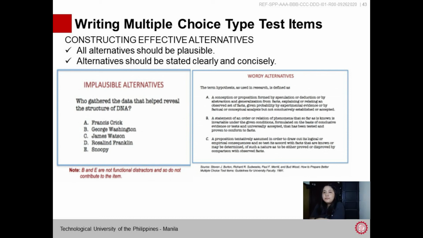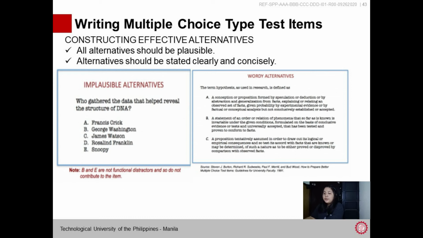Kasi bakit? Kasi yung distractors or yung alternatives, ito yung magbibigay sa student ng ability to understand or analyze the questions, o paano sila makakapag-understand ng question, or paano nila ma-analyze yung questions if the alternatives is not plausible. Okay? So here the example of implausible alternatives. Who gathered the data that helped reveal the structure of DNA? Francis Crick, George Washington, James Watson, Rosalind Franklin, and Snoopy.